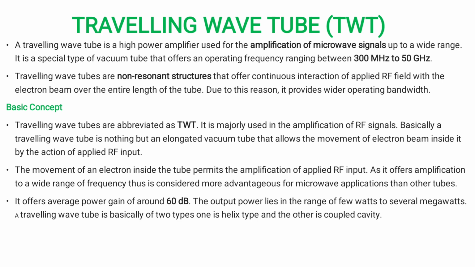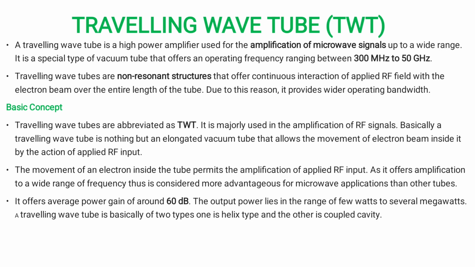This concept is the basis of the majority of traveling wave tubes, which are used in the form of TWT, and majorly used in the amplification of RF signals. Basically, a traveling wave tube is nothing but an elongated vacuum tube that allows the movement of an electron beam inside it by the action of the applied RF input. The movement of the electrons inside the tube permits the amplification of the applied RF input over a wide range of frequency.